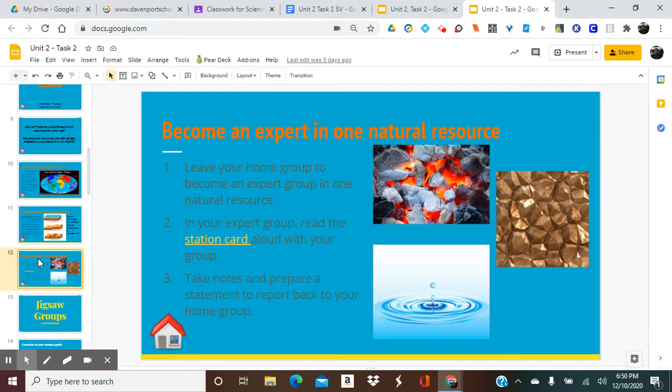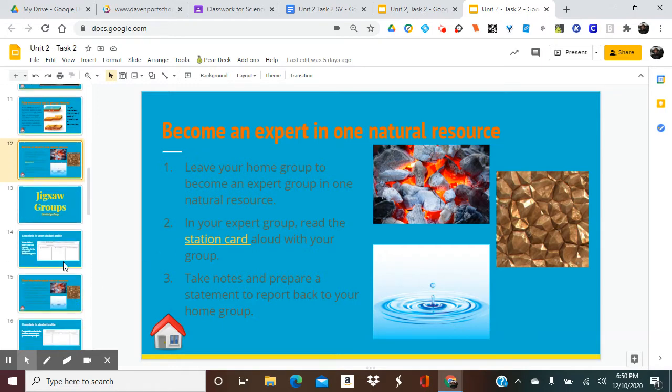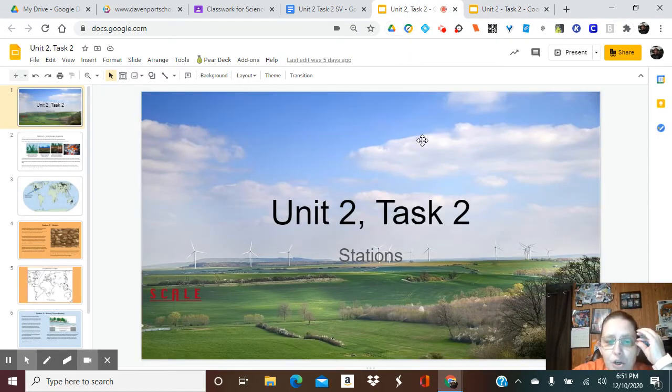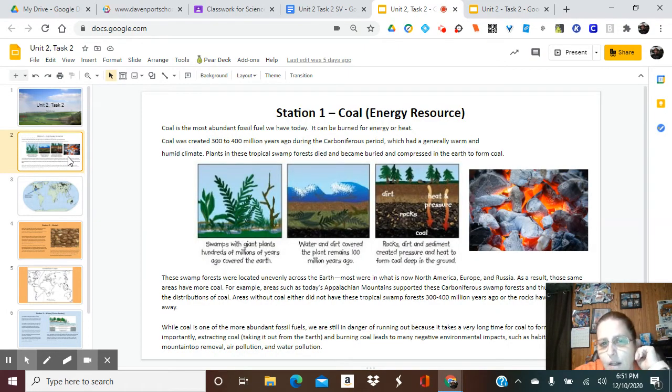In class, what we did is we divided into groups and we read up on the different resources: metals, coal, and water. Now, if you're watching the video, then chances are you missed class and you're going to have to do this on your own. So the station cards are here. You need to click that link, and that's going to take you to this slideshow. This slideshow is going to take you through each of the natural resources that we talked about in class.